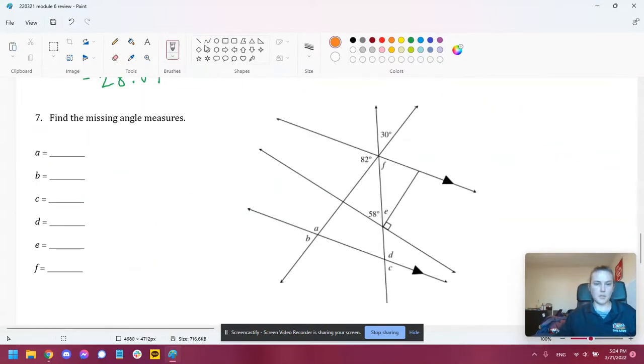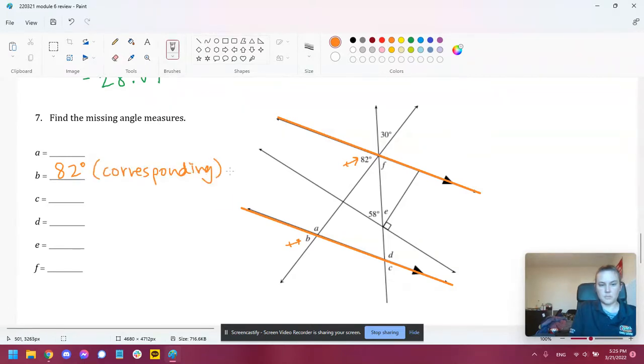Find the missing angle measures. Nice. I love these. This and this are parallel lines. No other line is parallel. So what that means is that 82 and B are the same because they're corresponding. And you don't have to write this, but I'm going to write it: corresponding. F and C are equal. So I'm just going to write that down for whenever we find one of those.